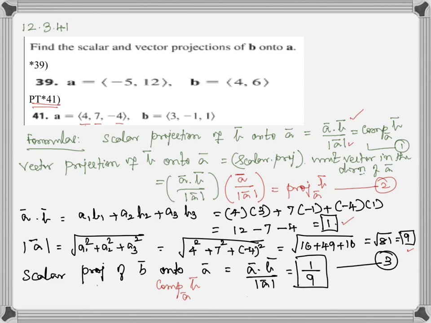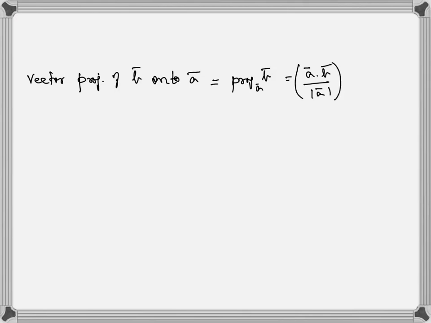Now we are going to do the vector projection. So the vector projection by definition is the scalar projection of B onto A multiplied by the unit vector, which is in the direction of A. So the scalar projection we already got, which is A dot B over the length of the vector A, multiplied by the unit vector in the direction of A, which is vector A divided by the length of A.